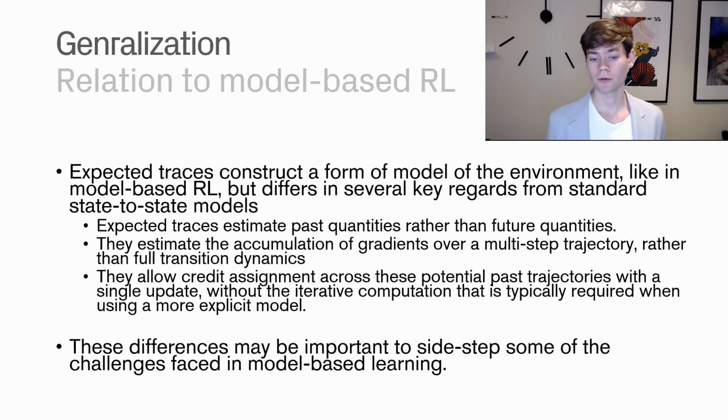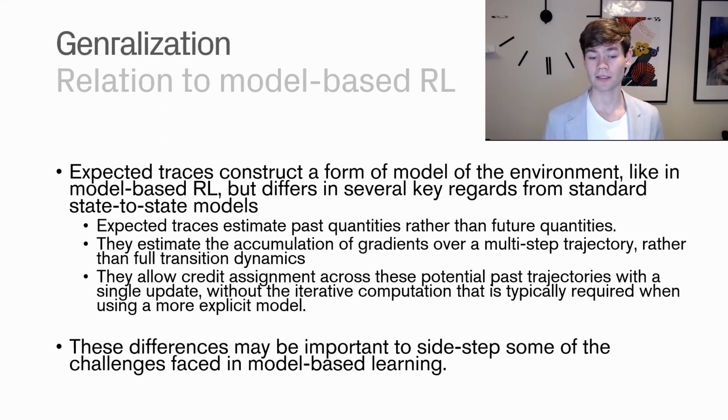And also they allow credit assignment across these potential past trajectories with a single update. This is also in contrast to the model-based ones, because with the model-based ones, there's usually iterative computation required to get the same effect, because the models that are being used are normally one-step prediction models, because that's the most natural way of formalizing a model if you're doing it from the point of view of a designer as opposed to something that's automatically learned by the algorithm.